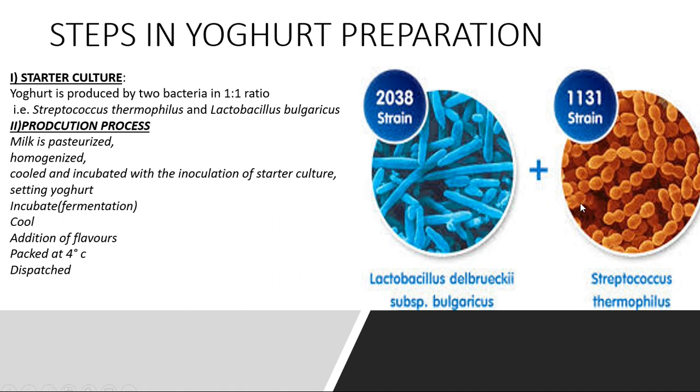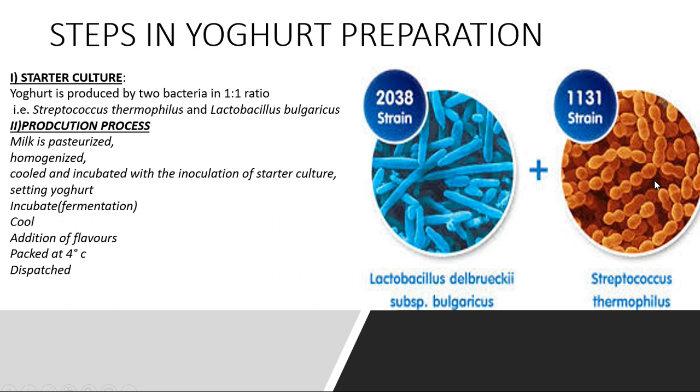These two are utilized in a 1:1 ratio. That means if you take 10 volumes of one, you have to take 10 volumes of Streptococcus thermophilus also. The coccus grows faster. Between these two, the Streptococcus grows faster than the rod and is primarily responsible for acid production. So Streptococcus thermophilus is the one that produces the acid, while the rods, that is the lactobacilli, add the flavor and aroma.